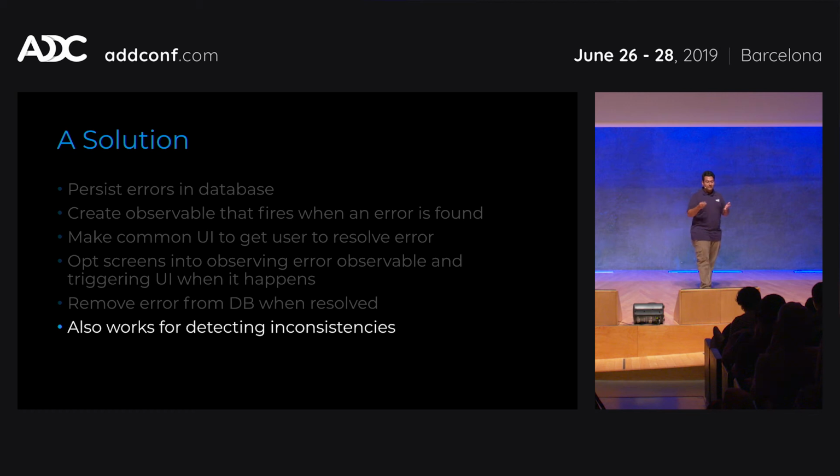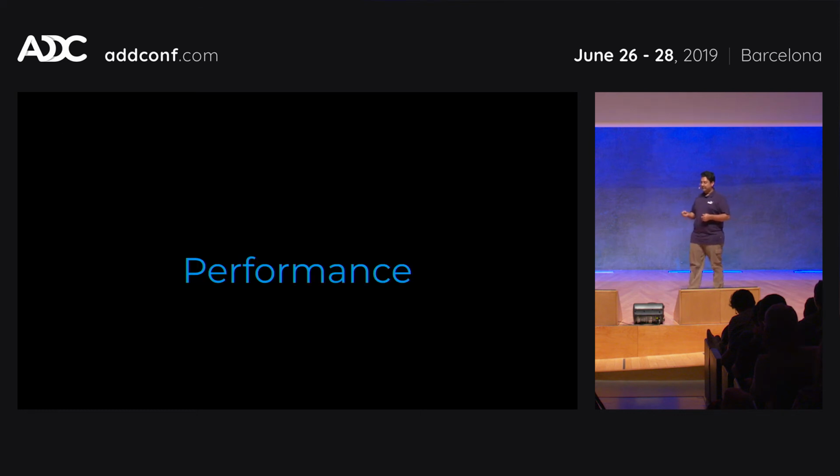All right, the best part about this, too, is remember we talked about inconsistencies? This model would work for that, too, because all you really need to do is say, every time I insert a record into my database, look for whether that would create an inconsistency, and if so, write the error right there. All right, let's switch topics again to performance.